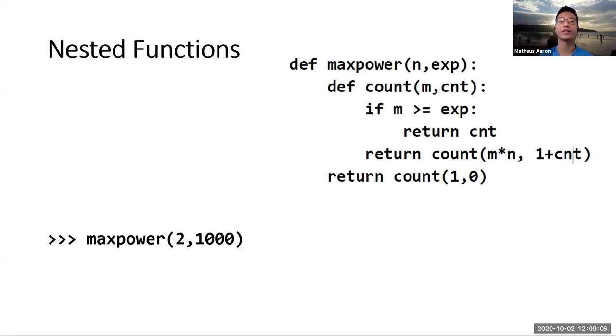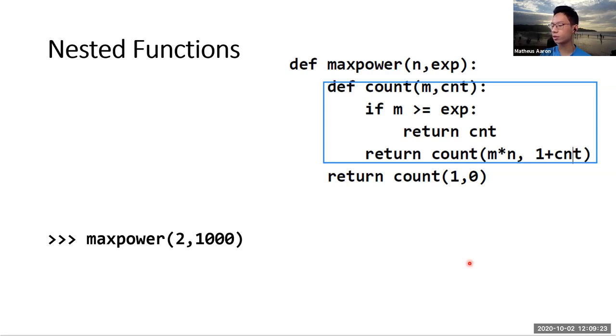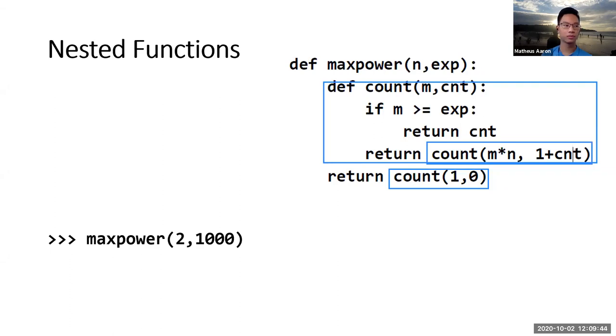Okay, so this is a nested function that you see in your tutorial worksheet. We have max power, and we actually have an inner function called count right over here, which you can see is called twice in this part and this part. I think the question is, what is the value of max power 2 1000? Can you answer it in the Zoom chat? Yes, correct. The answer is 10.